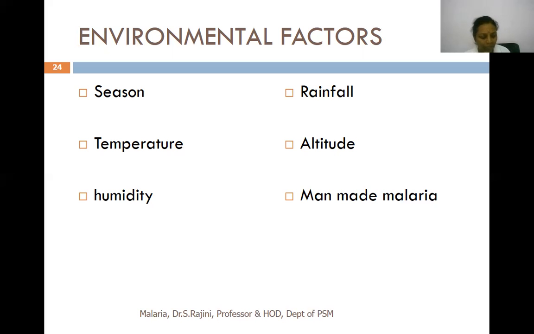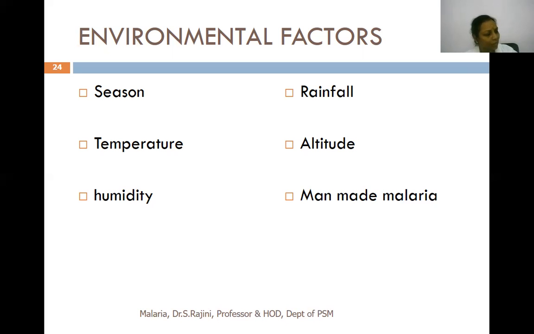Coming to humidity, 50% humidity is necessary for the mosquitoes to live and to have a normal lifespan. Humidity is necessary for these mosquitoes. Rainfall, in general, provides breeding places for the mosquitoes. However, heavy rainfall, as I already told you, has adverse effects of flushing out all of the breeding places.